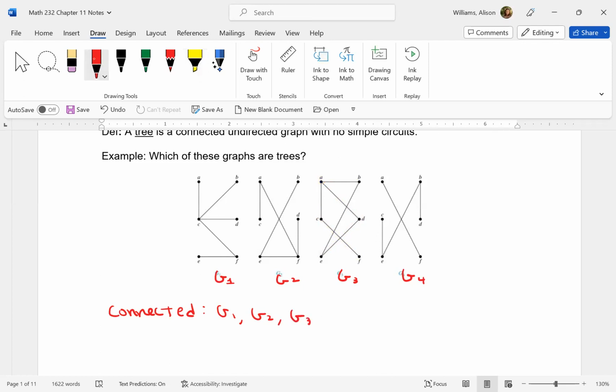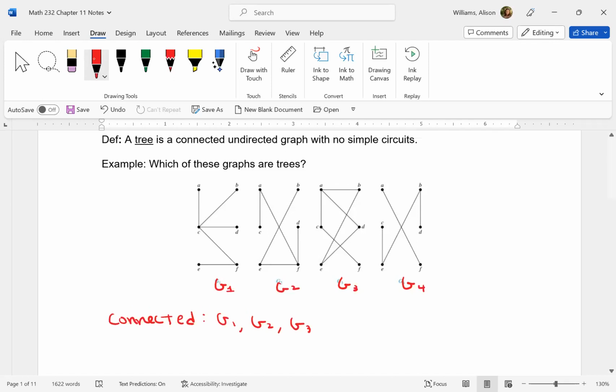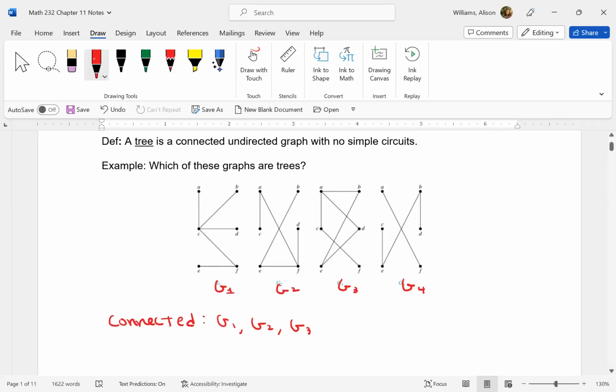And then G4, actually, I can already tell. G4 is a problem. A is only connected to F. There's no way for it to get to any of the other vertices. So it's not connected. G4 is not a tree. All right, now I just have to look for circuits. I have to make sure that there are no simple circuits.